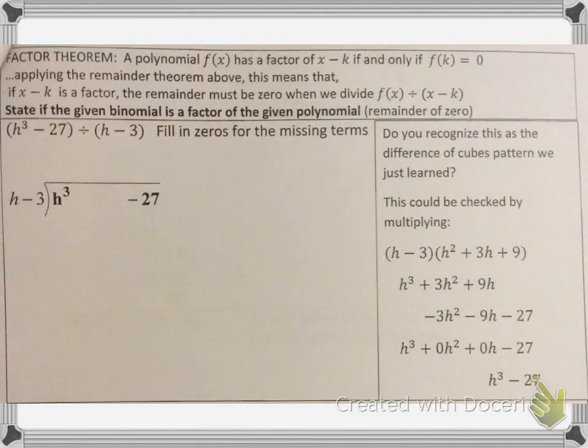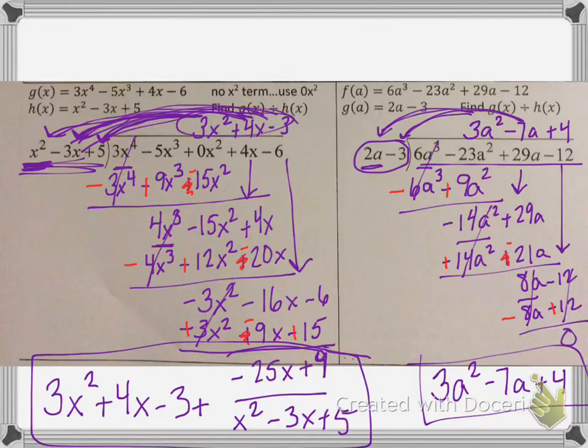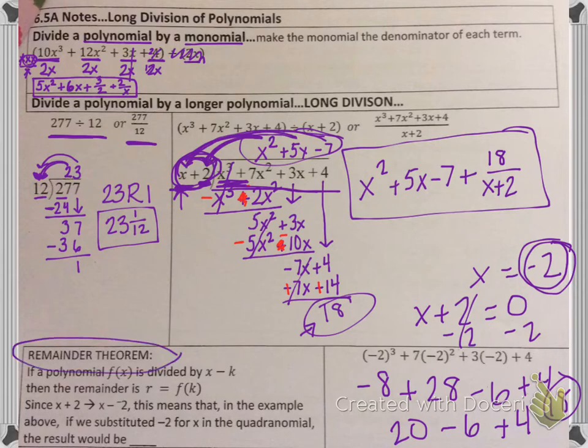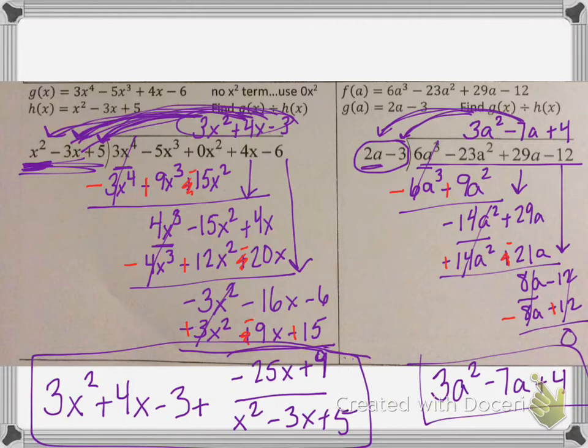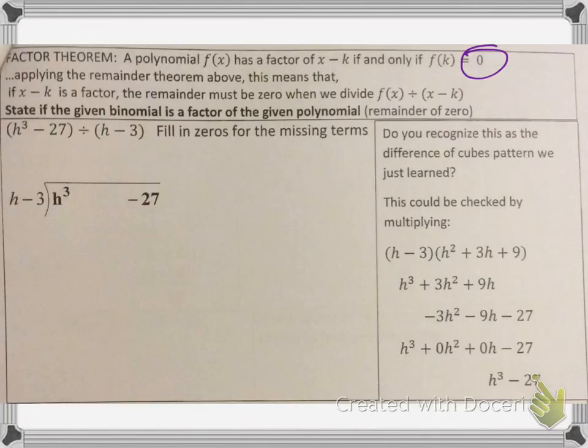The factor theorem. A polynomial has a factor if, using the remainder theorem that we talked about before, you get a remainder of 0. So you could either use the remainder theorem like we did right here at the very beginning, or you could actually go through the whole long division process and see that you have a remainder of 0. And if you get that remainder of 0, you have something called a factor. Okay? So, state if the given binomial is a factor of the polynomial.